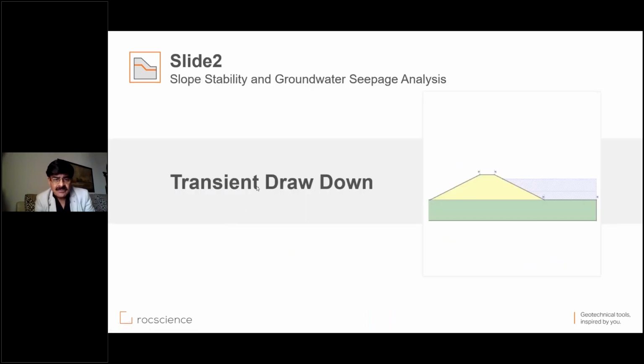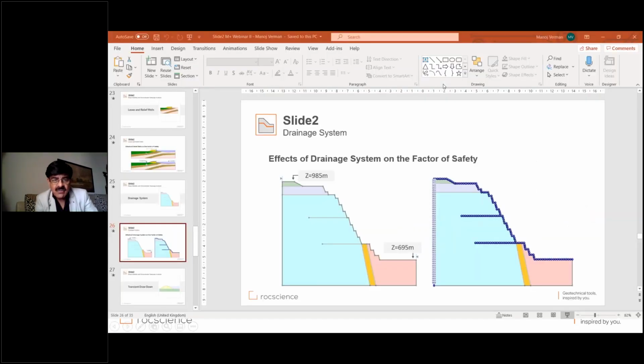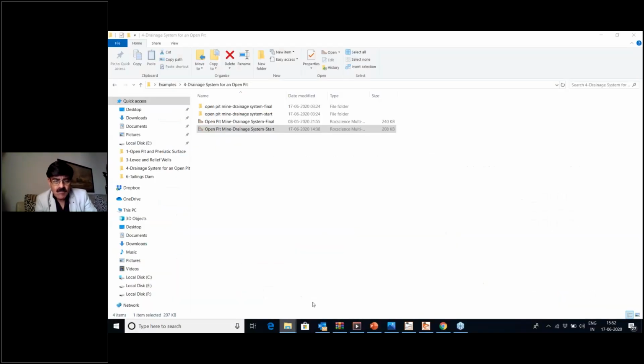Okay, now let's look at another example, which is transient drawdown. It's a pretty common problem. Let's look at the transient drawdown situation. What we are going to do here is look at this embankment where you have drawdown happening from 20 meters to 40 meters in 6 days, with linear variation. Okay, so let's go to the example straight away. It's transient drawdown.